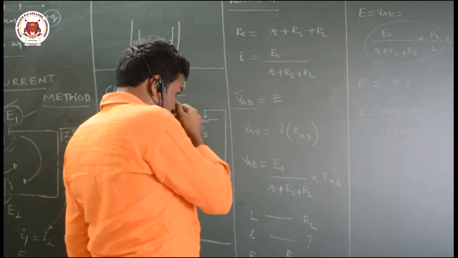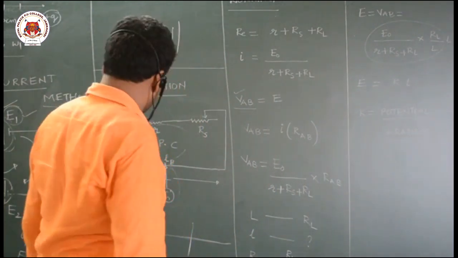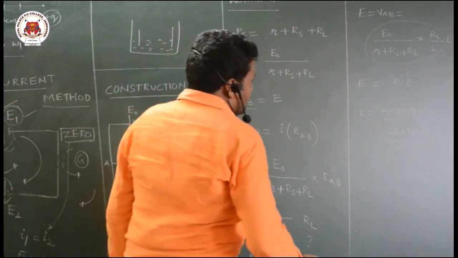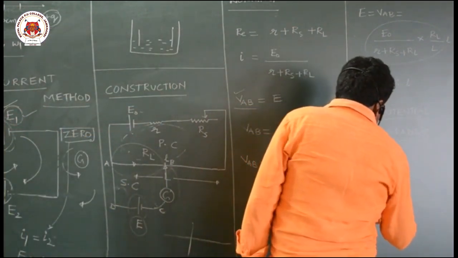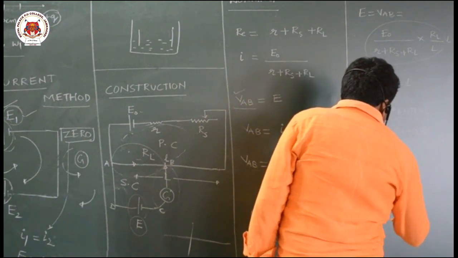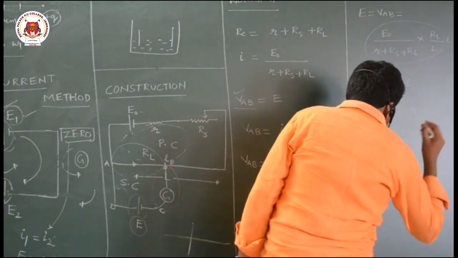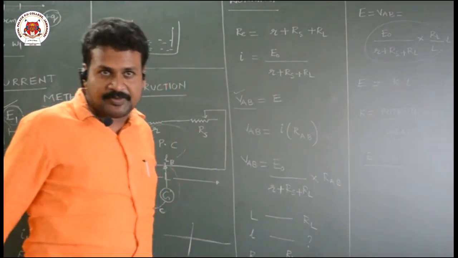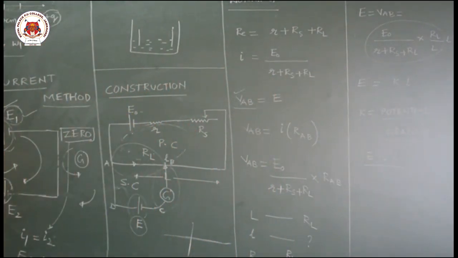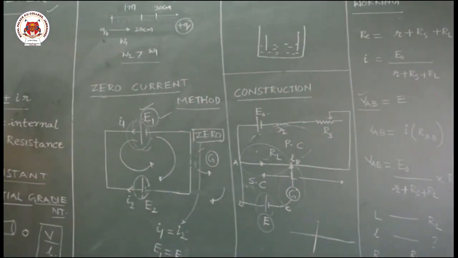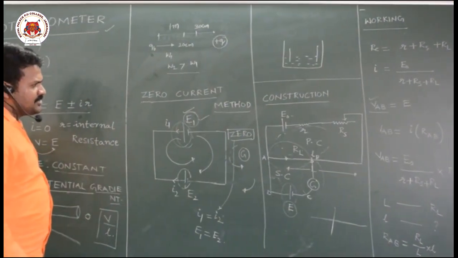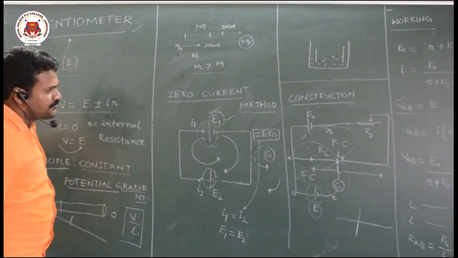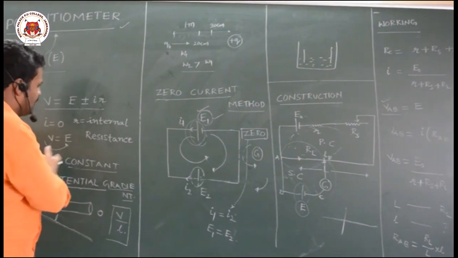Now from this what you can write, EMF of a cell is directly proportional to balancing length. So this is how potentiometer works. EMF of a cell is directly proportional to length. So what we studied so far is, potentiometer is a device which measures EMF and it will not draw the current.